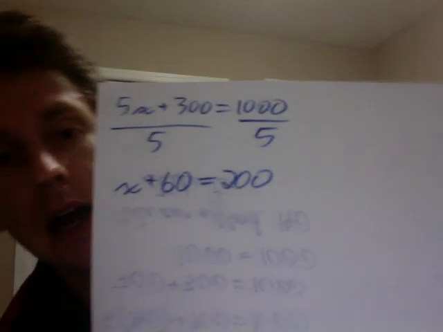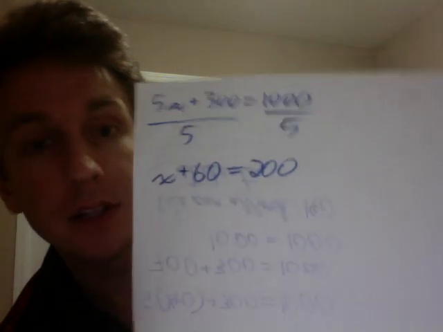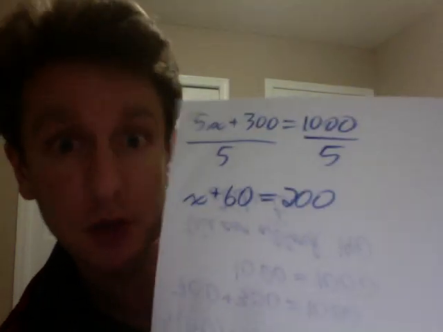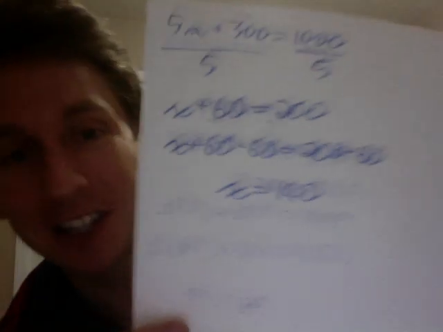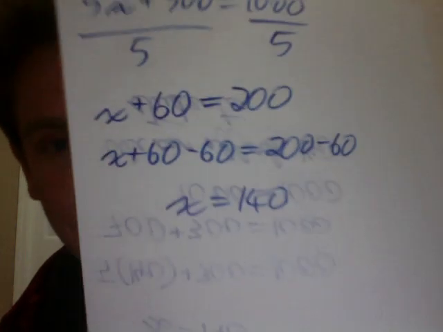Okay, so now we have x plus 60, and now we're going to be subtracting 60 from both sides, right, to get rid of the 60. So x plus 60 minus 60 equals 200 minus 60. And take a look here. We actually got the correct answer doing it the other way. So yeah, it is technically correct.